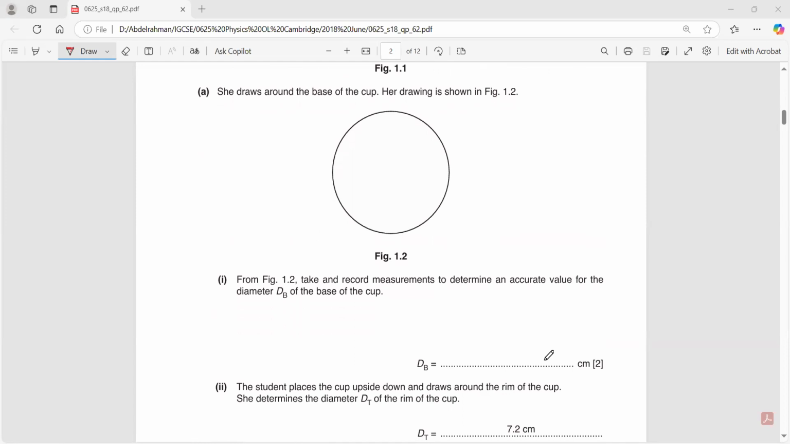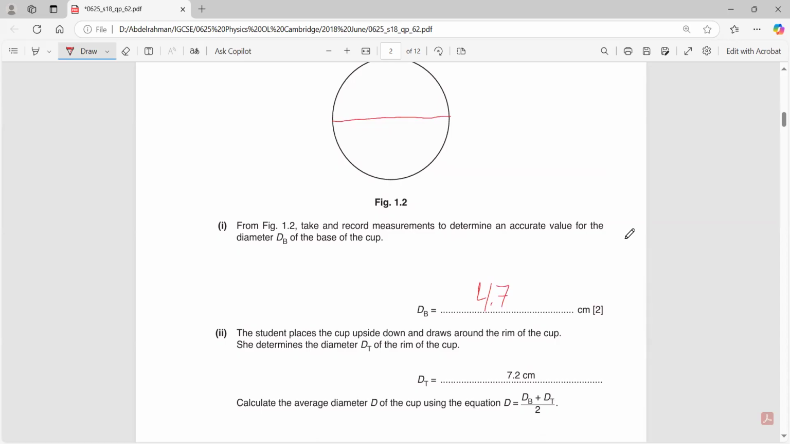Can I measure the diameter of this circle? Yes, definitely we can measure the diameter of the circle. Using the ruler, you need to find the longest length. If you have printed out this paper, the length would probably be around 4.7 centimeters, 4.7, 4.8, okay, centimeters.